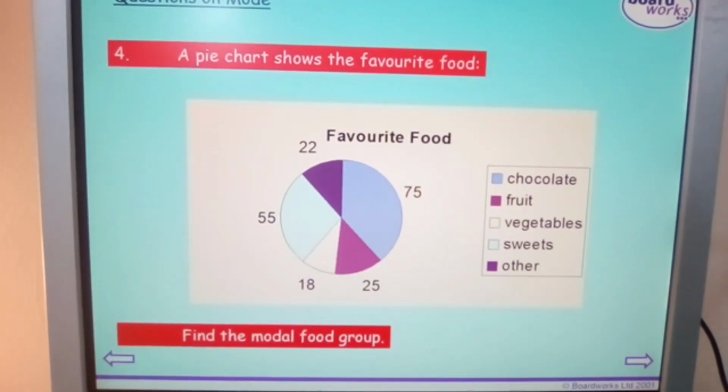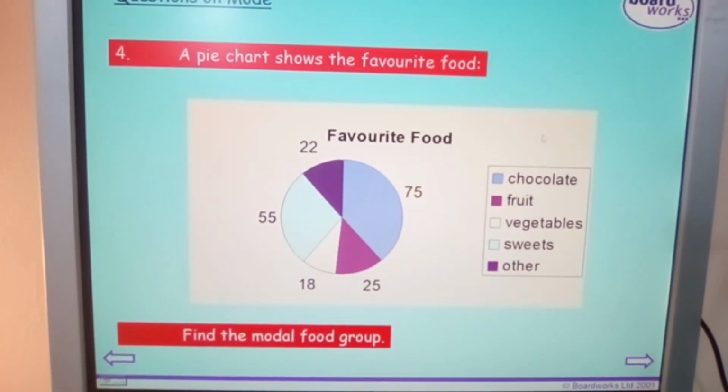The pie chart shows favorite food. Again, what would be the favorite food in regards to the modal? Chocolate.